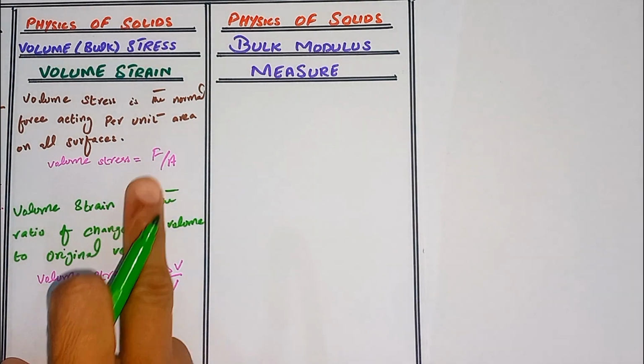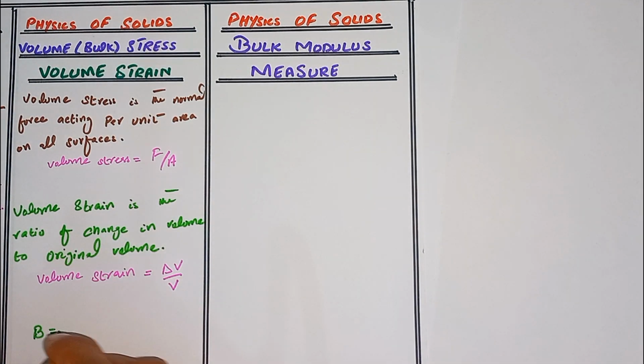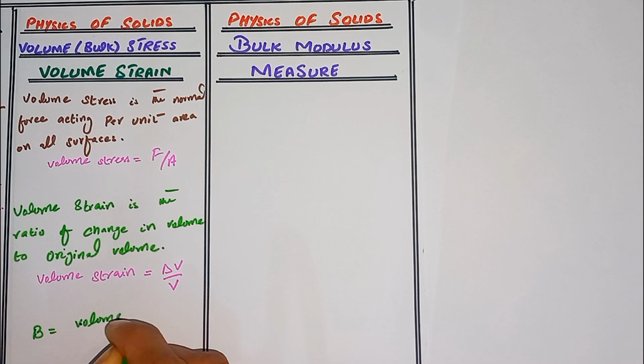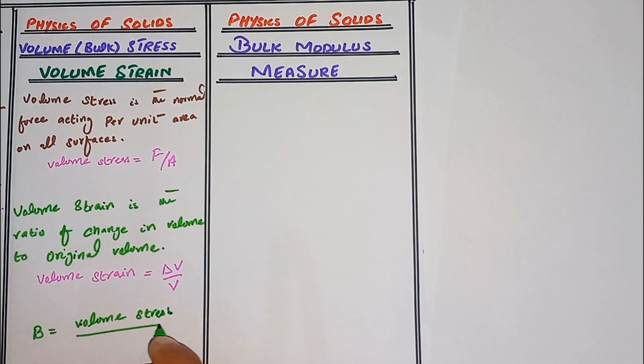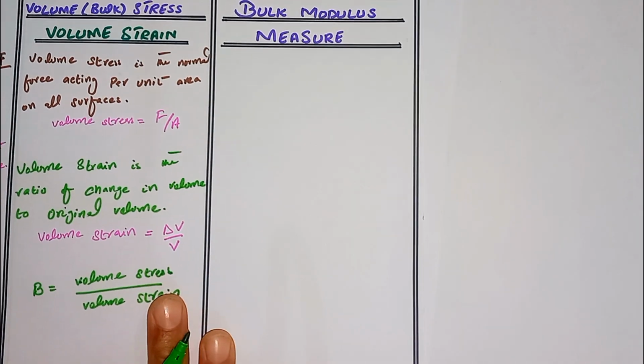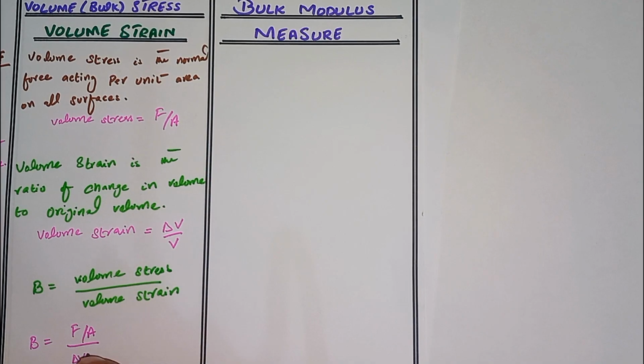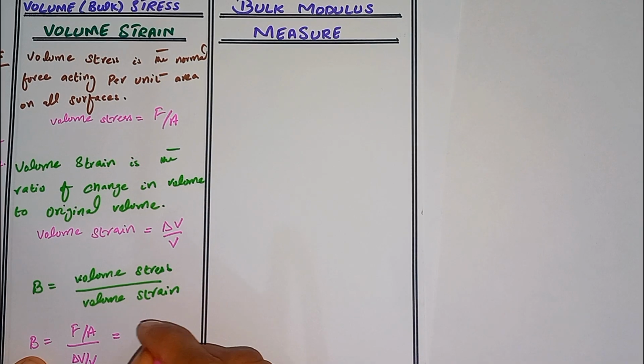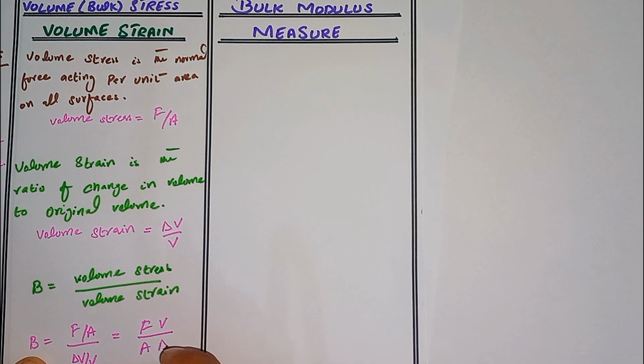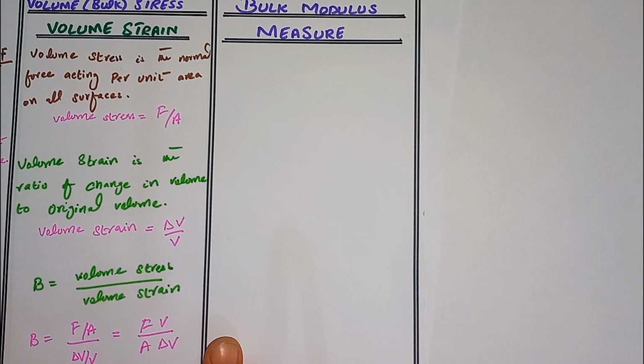The bulk modulus formula, denoted by B, is the volume stress over the volume strain. If we put in these values, volume stress is force per unit area, and volume strain is the change in volume over the original volume. So we can write it as force times original volume over area times change in volume. That is the formula of the bulk modulus.